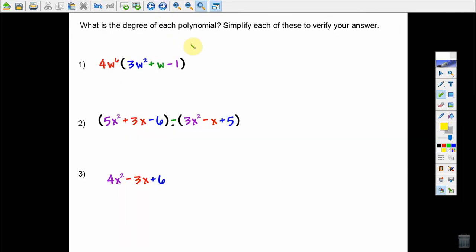Some little problems I want you to deal with. Take a look at these 3. What is the degree of each polynomial? Simplify each of these to verify your answer. So take a look at those 3 problems, guys, and get it done for tomorrow.